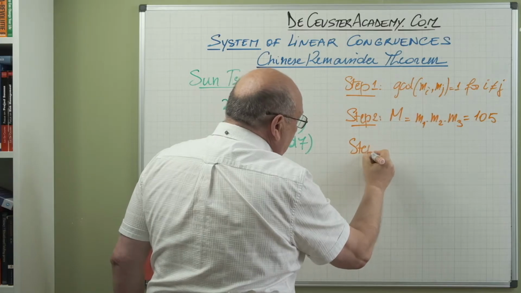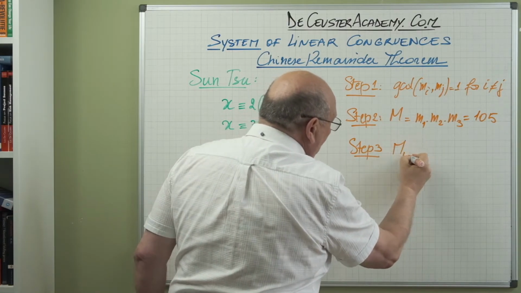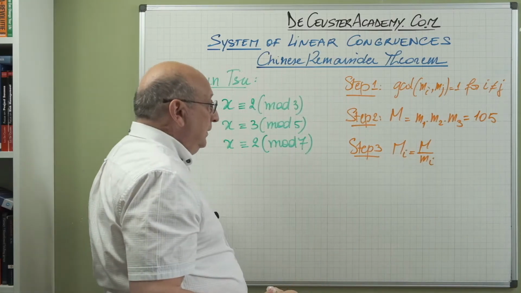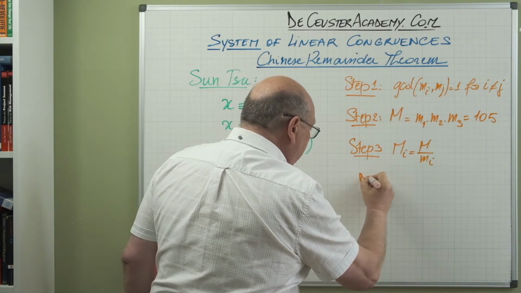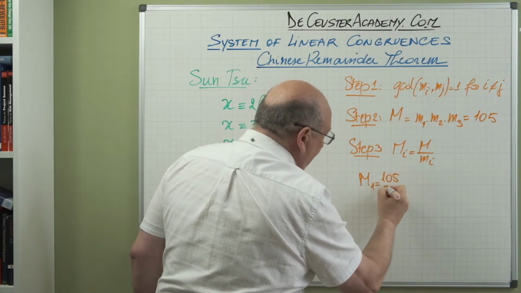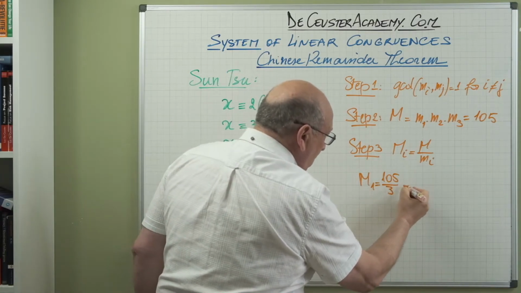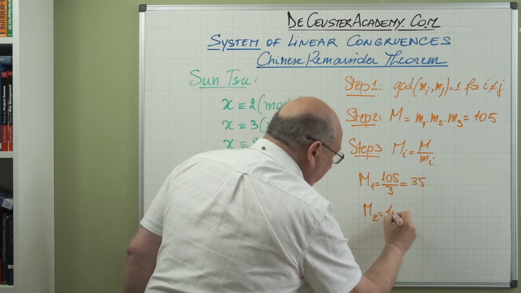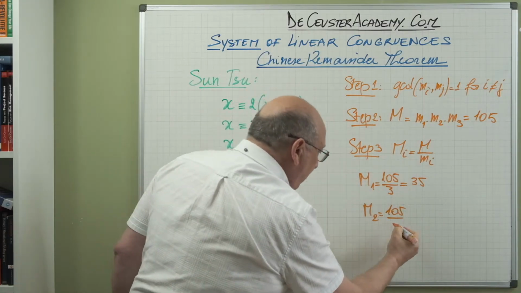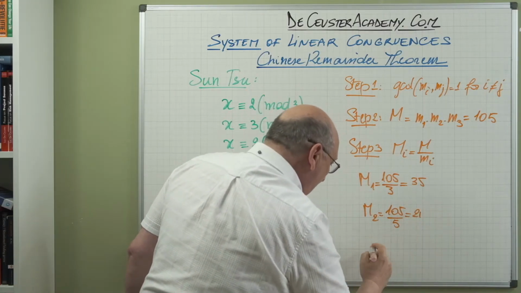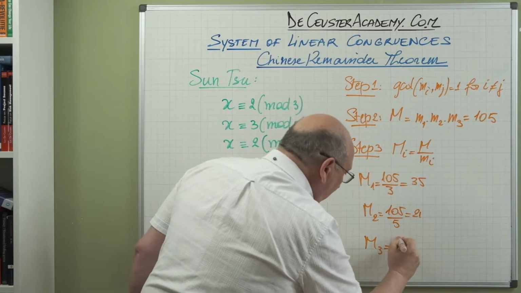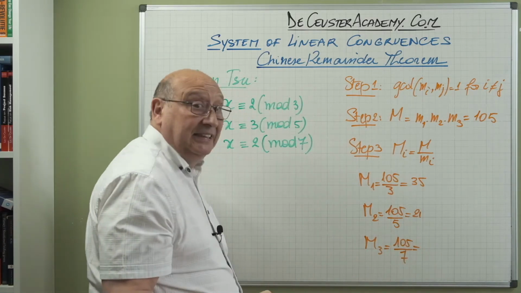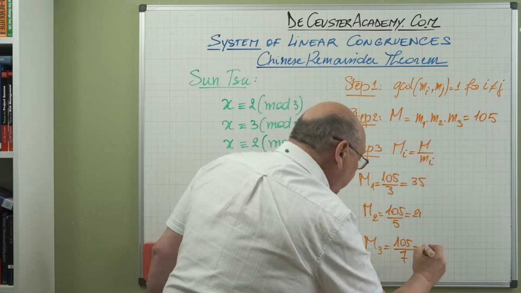Step 3, now we have to define or find Mi, which is m divided by mi. And we find for this M1 is 105 divided by 3, which is 35. M2 is 105 divided by 5, which is 21. And M3 is 105 divided by 7, which in this case is equal to 15.